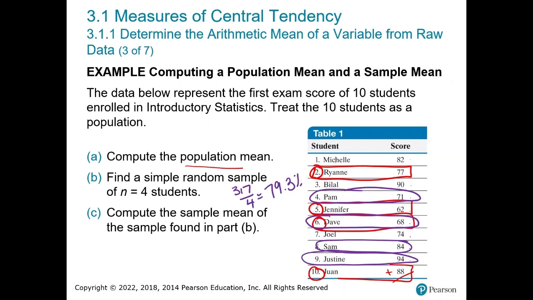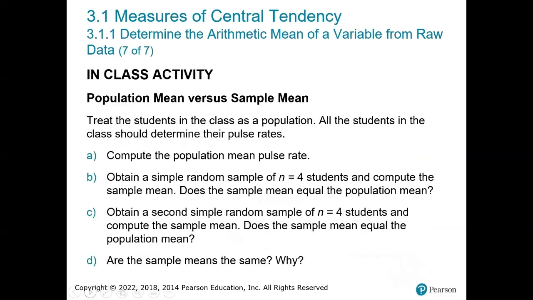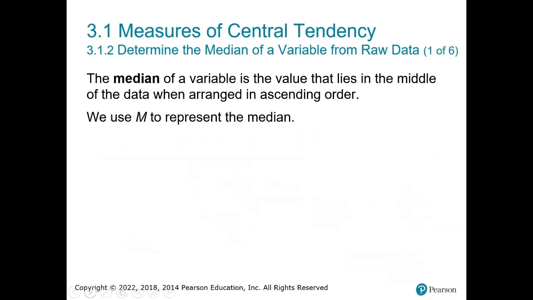So each group of 4 random samples is going to give me a different sample mean because I'm using 4 different values. To find a mean, you just add all your values together and divide by how many total you have. Since we're not in class, we can't do this activity, so I'm going to move on here.